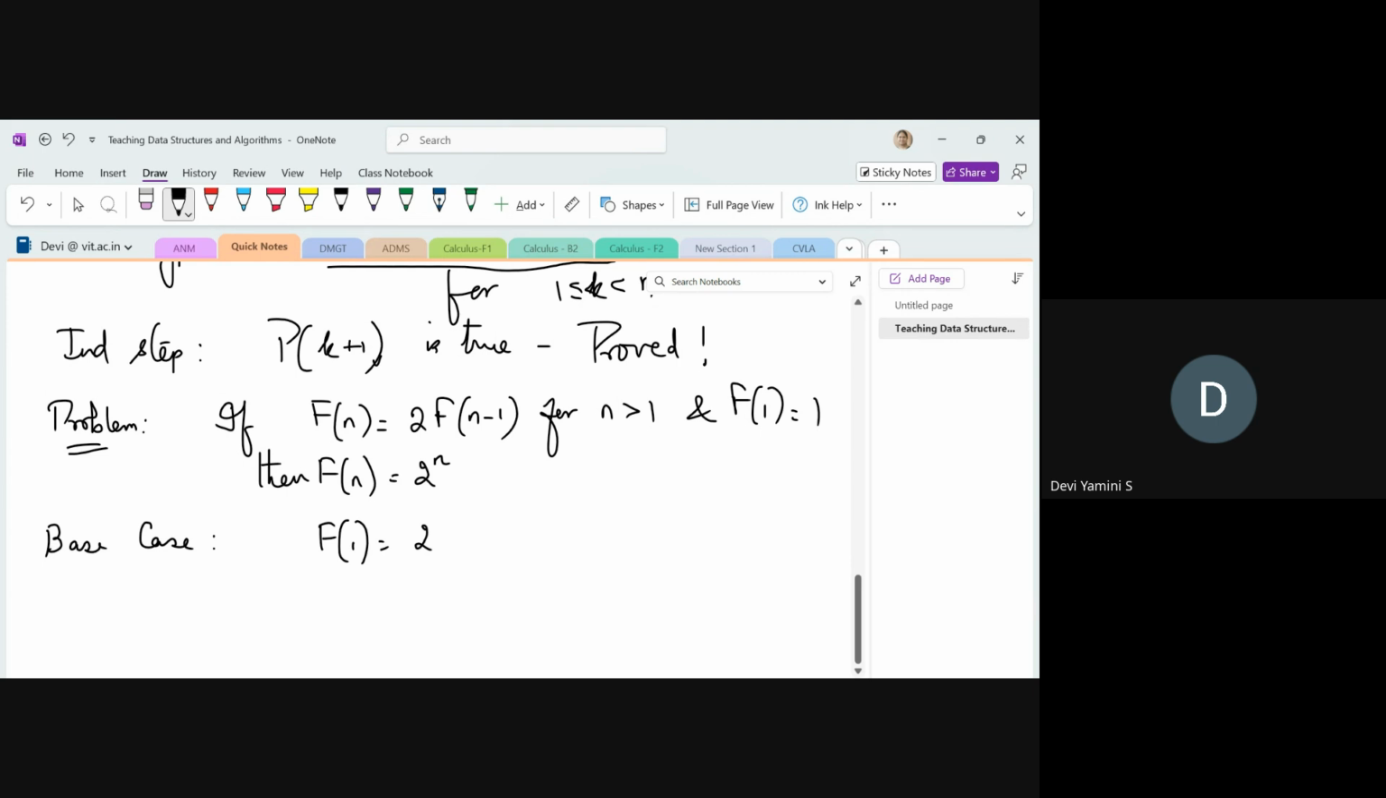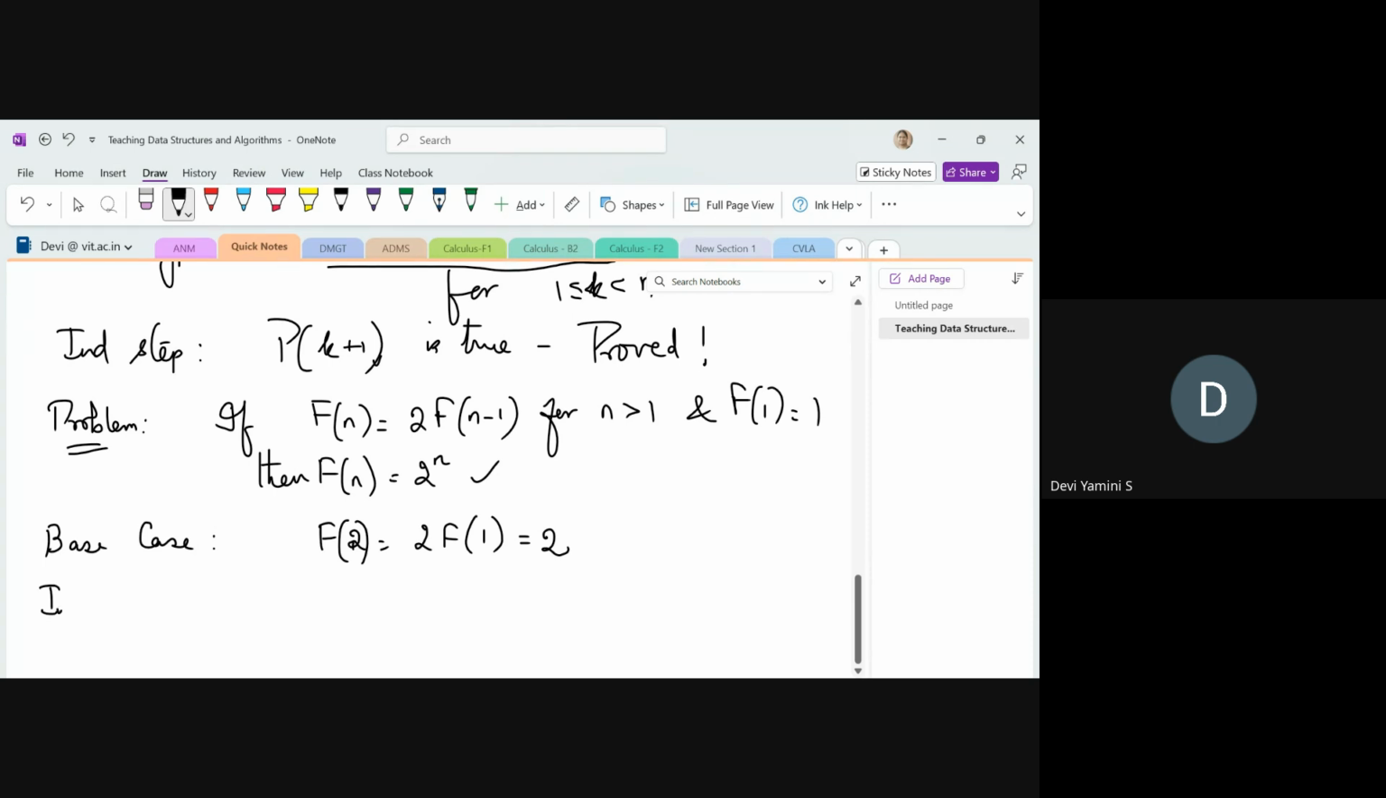Here f of 1 is nothing but 2 times f of, we consider n strictly greater than 1. So we don't start with 1, we start with 2 here. f of 2 is nothing but, when you substitute 2 here, twice of f of 2 minus 1, which is f of 1. So this is going to be 2 times f of 1, we already assumed it to be 1. So f of 2 is nothing but 2, which satisfies this condition. So base case is done.